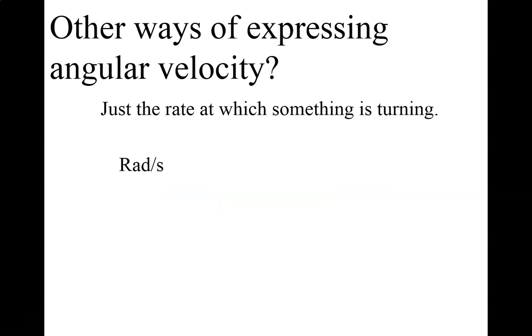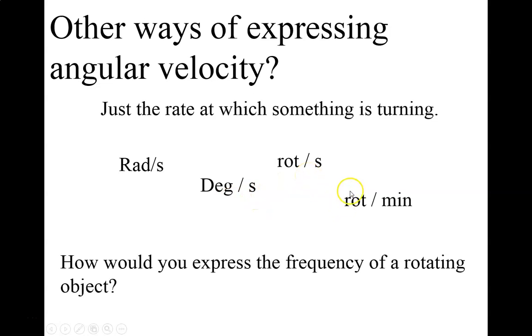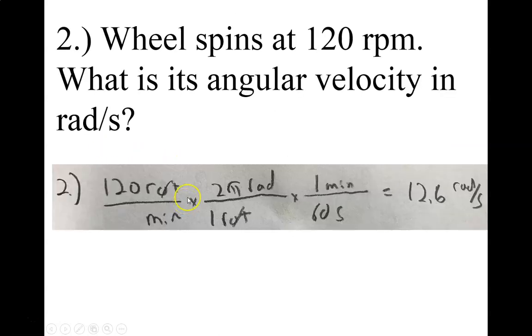So other ways we could talk about rotational velocity or angular velocity, we could say radians per second, degrees per second, rotations per second, rotations per minute, and that kind of thing. The preferred way of discussing rotational motion is in radians per second. That's kind of like the meters per second of rotation. So that's generally how we want to do it.